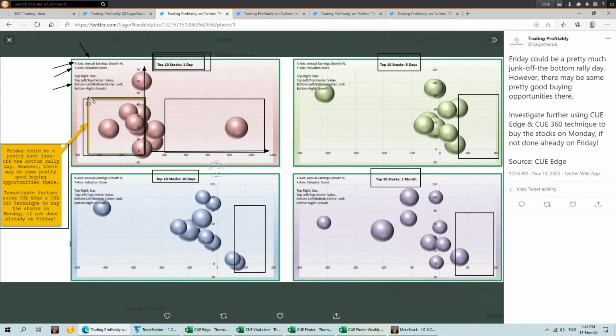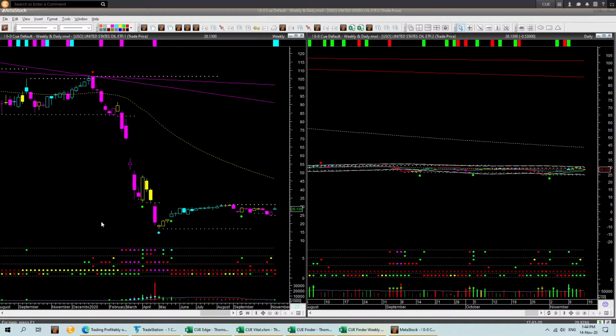Why did junk stocks go up in recent periods? Not only over 1 day, but over 5 days as well, 10 days as well, and over 1 month also. That may be because the stocks that were very negatively affected by the COVID-19 crisis, some of them are recovering. And as I mentioned, there may be some good buying opportunities there. I will look at that.